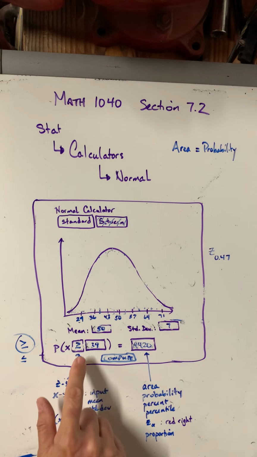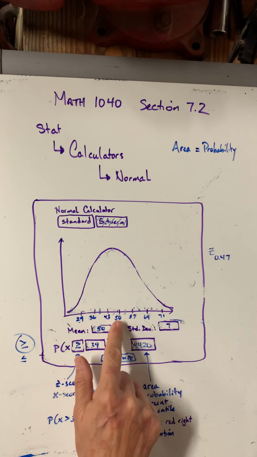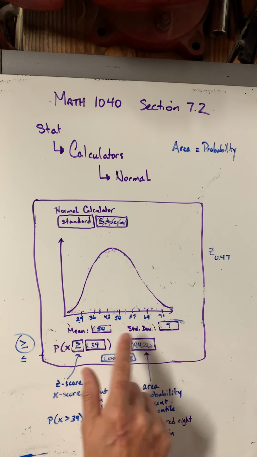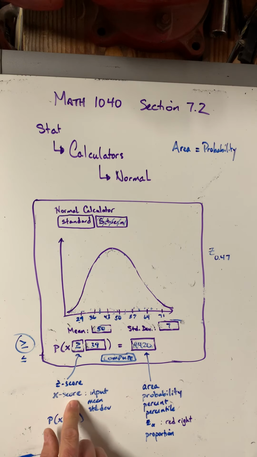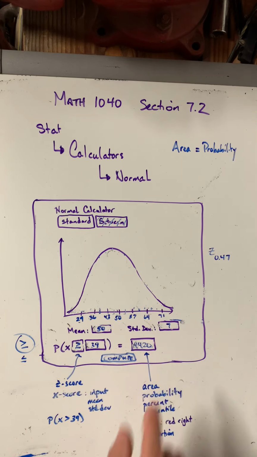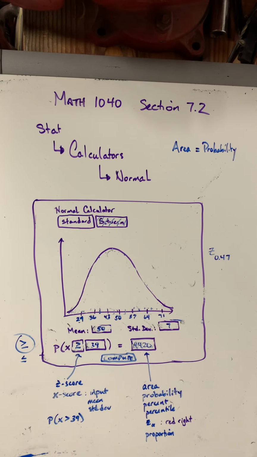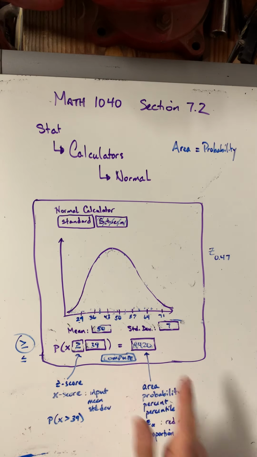If it's a z-score, that's fine, you put it in here. These numbers will be 0, 1, 2, 3, -1, -2, -3. The mean will be 0, the standard deviation will be 1. If it's an x-score, then you need to put your mean and standard deviation in. These numbers will have meaning at that point. They'll mean something. But you still put your x-score or your z-score in this box, and this is where you get your area or your probability.